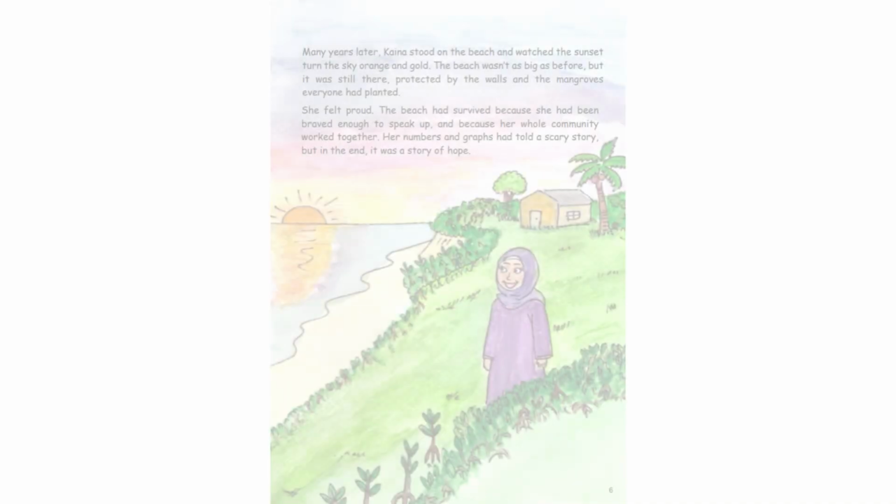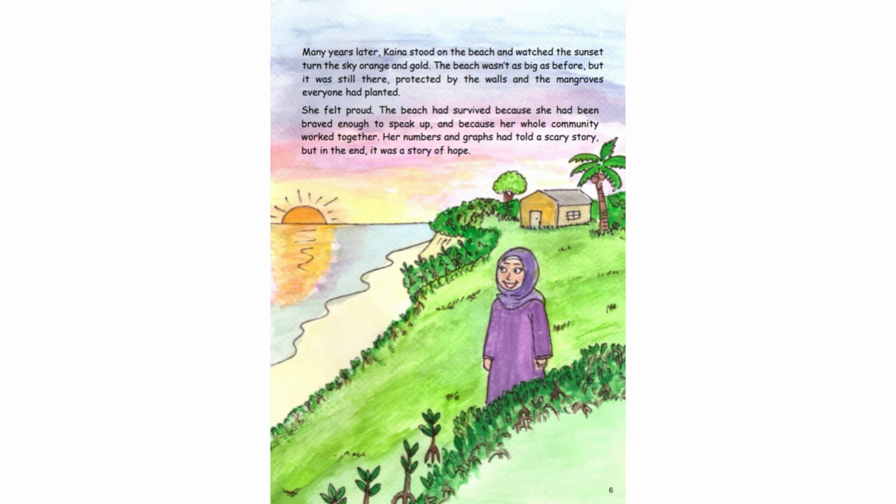Page 6. Many years later, an older Kaina stands on the same green island beside the beach, wearing a long purple dress and matching headscarf. She looks towards the sea as the setting sun fills the sky with shades of orange, gold, pink, and purple. Mangroves now grow thickly along the protected shoreline. Palm trees and a small island house stand behind her.